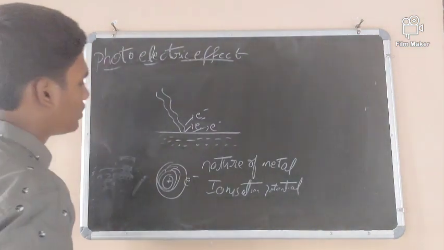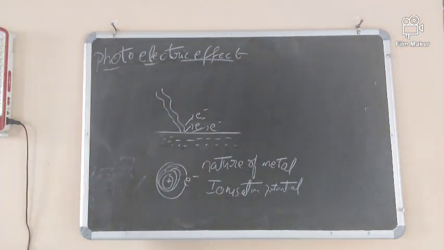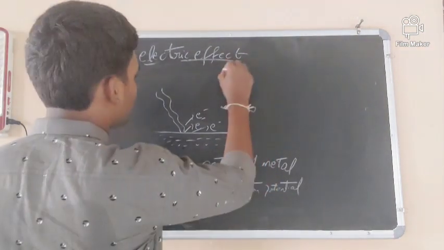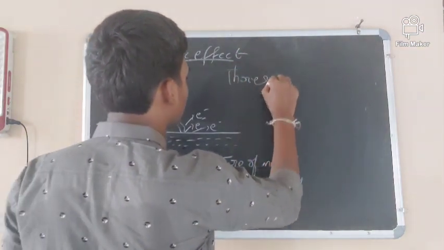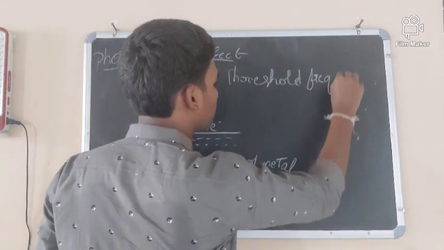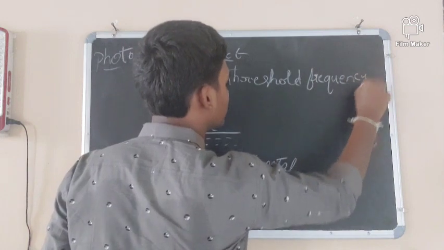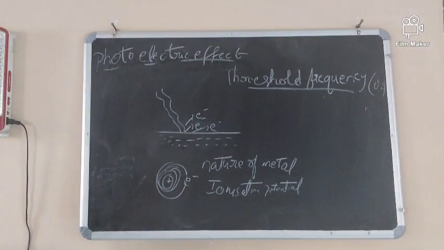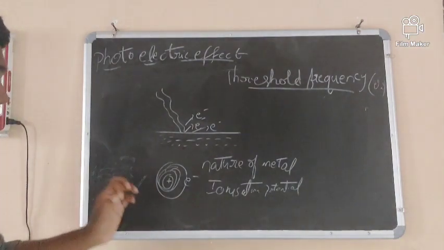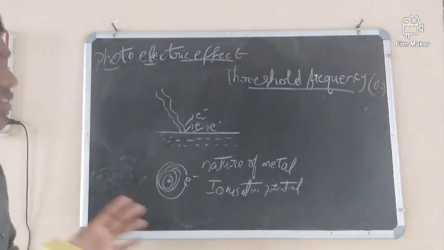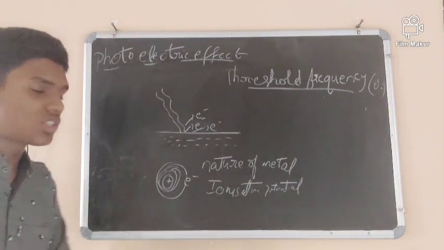Now let us discuss the factors required for the ejection of an electron. The first factor is threshold frequency. What is meant by threshold frequency? Threshold frequency is nothing but the minimum frequency required to eject the electron out of the surface of the metal.